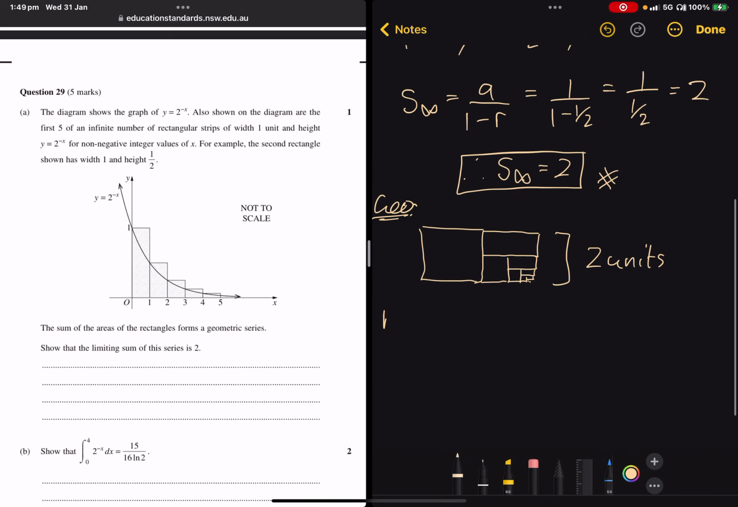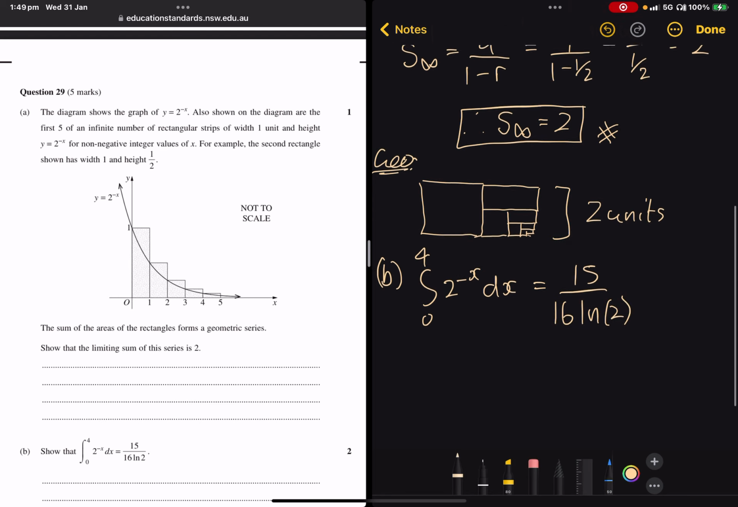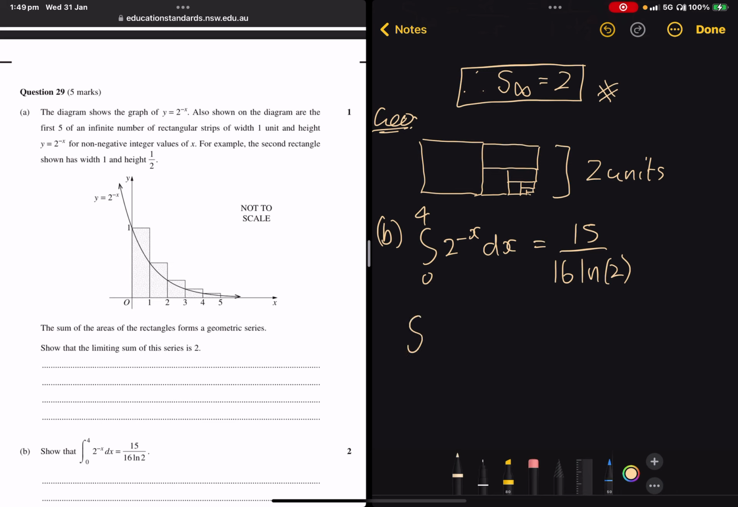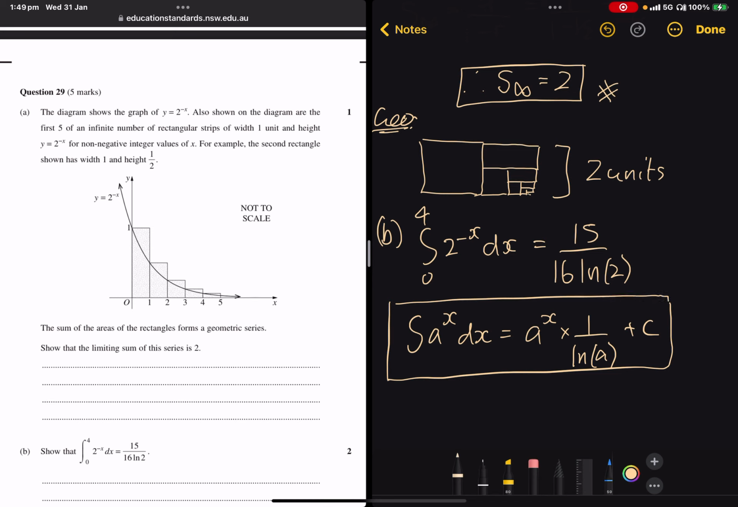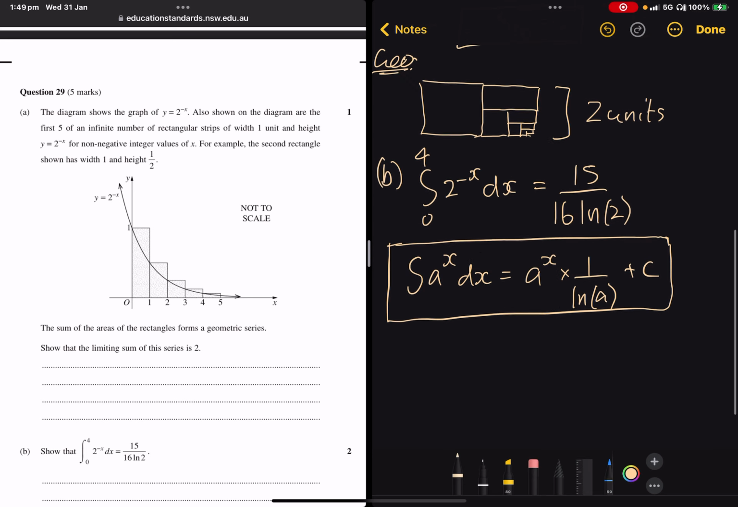Part B says show that the integral from 0 to 4 of 2 to the minus x dx is equal to 15 over 16 times the natural log of 2. So this is an unusual integral. The integral of a to the x dx is known to be a to the x times 1 over the natural log of a plus a constant. So this is a known formula. This is a known integral. There is an integral form on the formula sheet very, very similar to this. So we're going to use this.